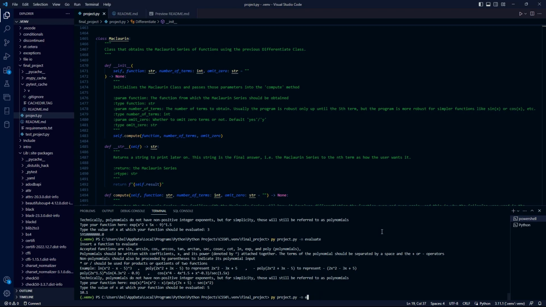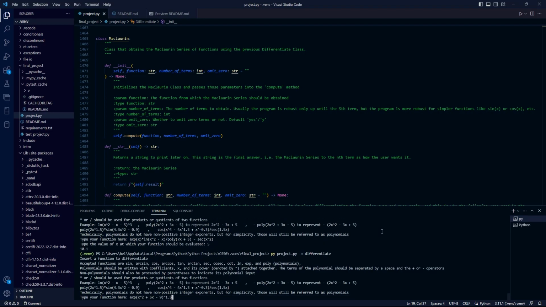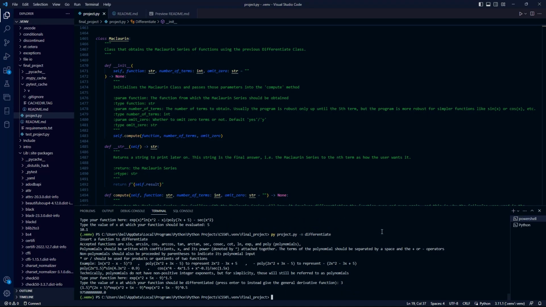So the second mode that we can run this in is differentiate. So this allows us to find the derivative of a function at any point, or we can just get the general derivative function also if we wanted to. So for example, if I want to find the derivative function of this, and then I also want to get the gradient of this graph when x equals 3, let's say, then we can get the derivative expression as well as the value of the gradient when x equals 3.